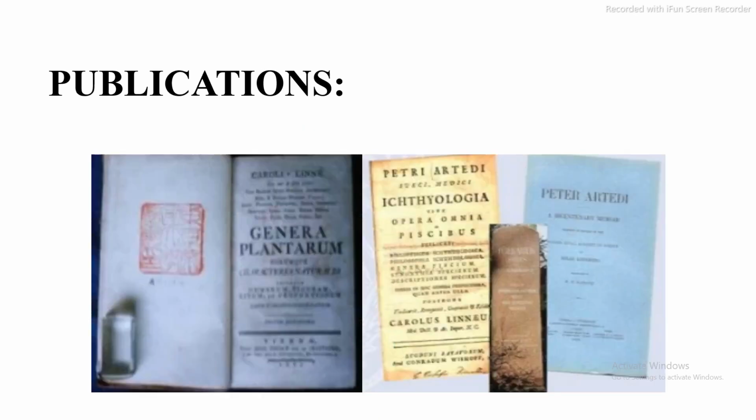The next publication was the Genera Plantarum. Genera Plantarum is the publication of the Swedish naturalist Carolus Linnaeus. The first edition was issued in Leiden in 1737. The 5th edition served as a complementary volume to the Species Plantarum.